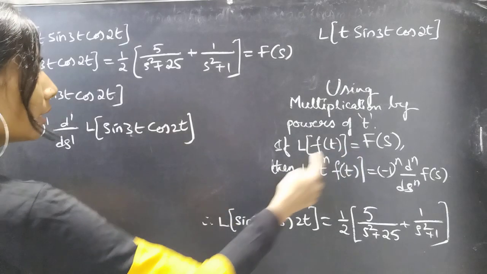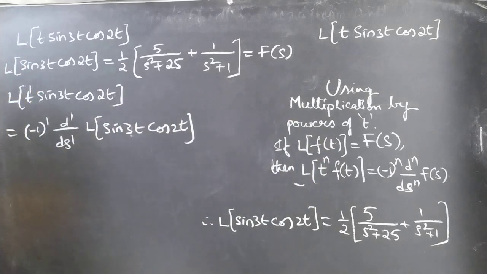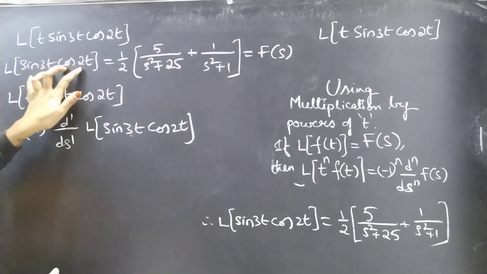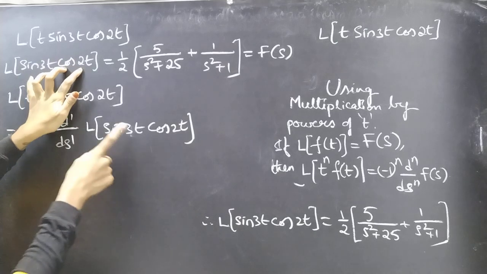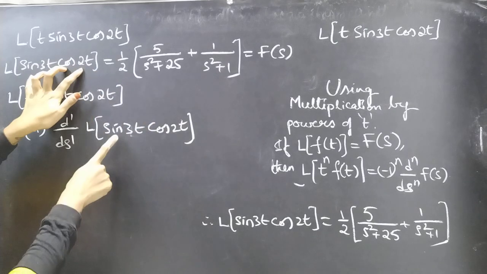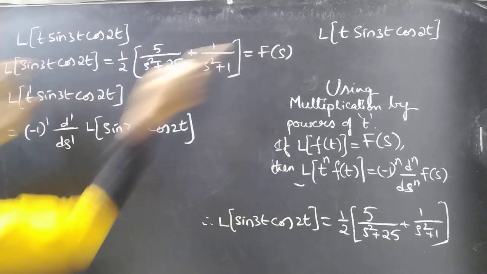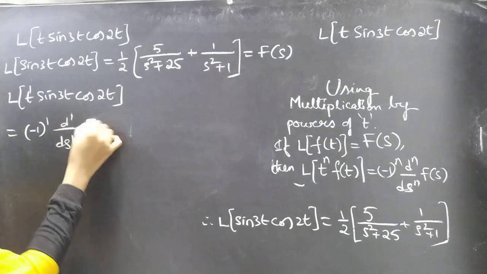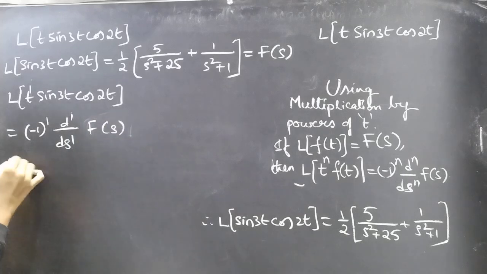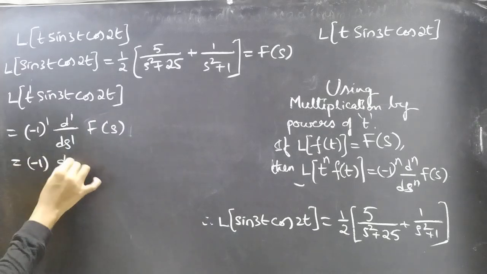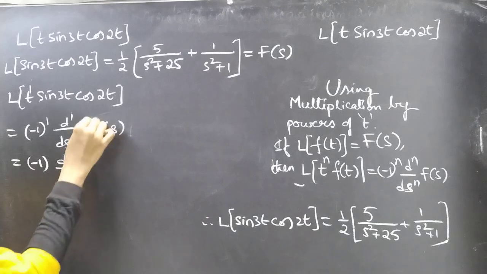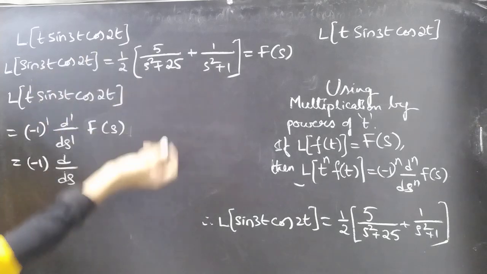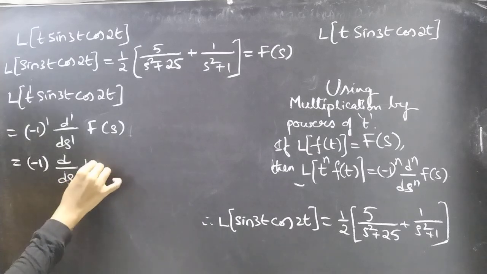F of s is nothing but L of f of t. Here f of s is nothing but L of sine 3t cos 2t. So I have written L of sine 3t cos 2t. Instead of writing this, we can just write f of s otherwise. Now it's clear, right? This equals minus 1 into d by ds into, I'll replace f of s by L of sine 3t into cos 2t. I can replace.